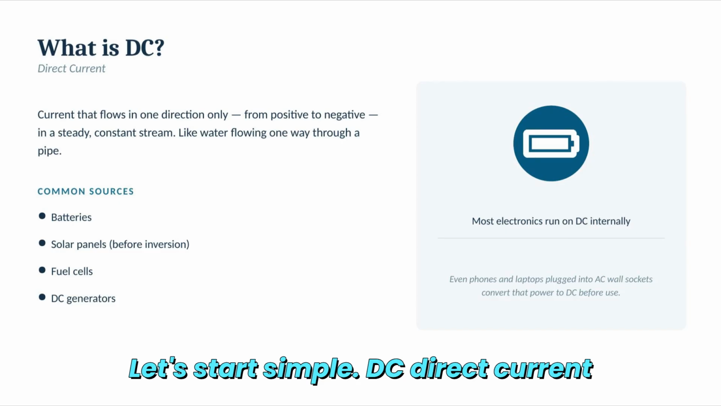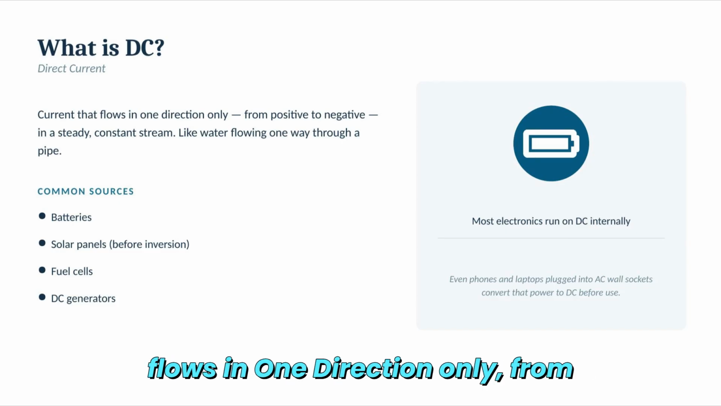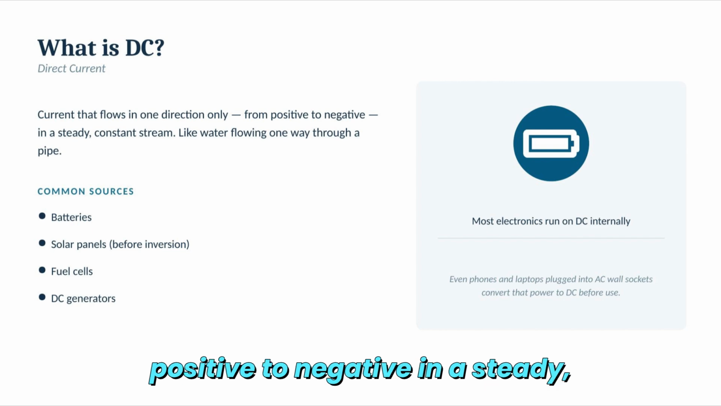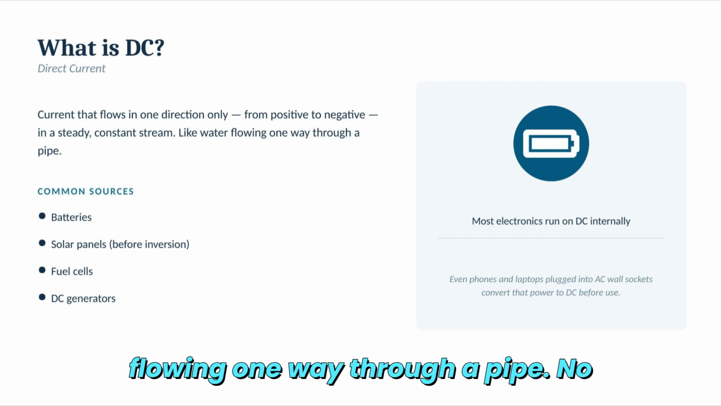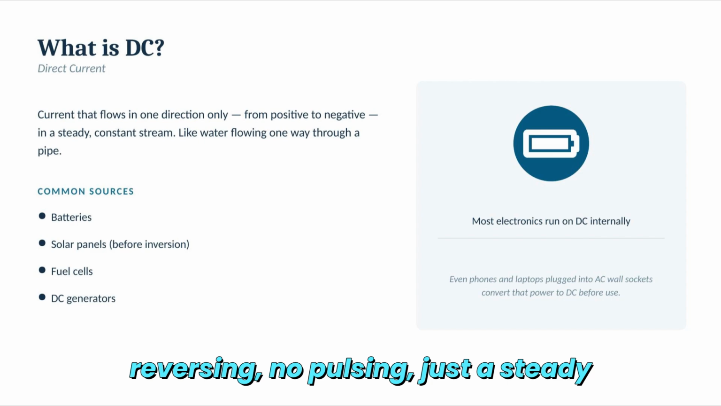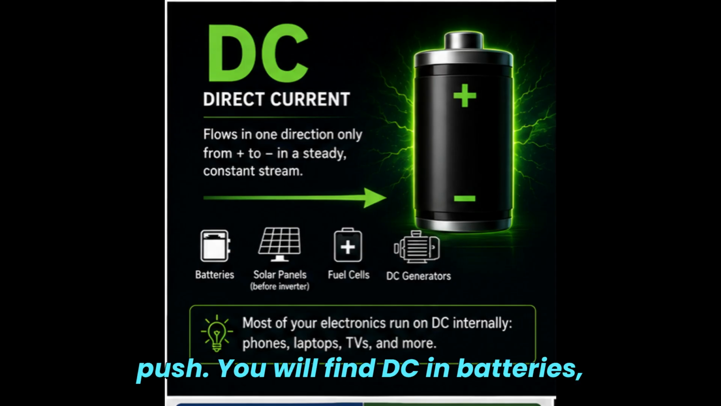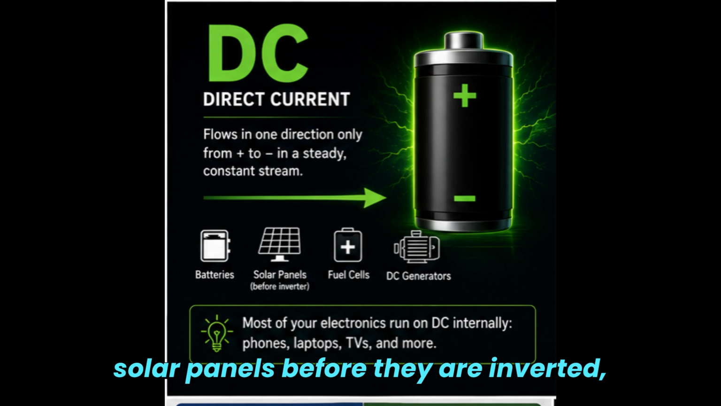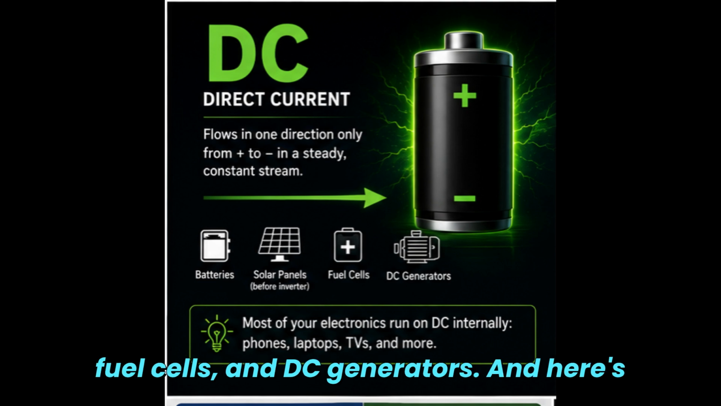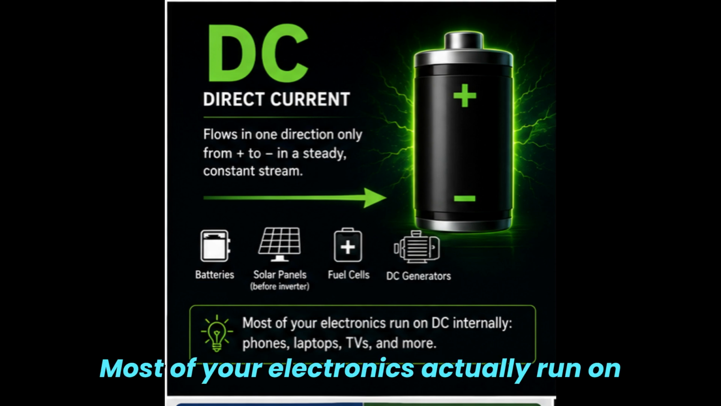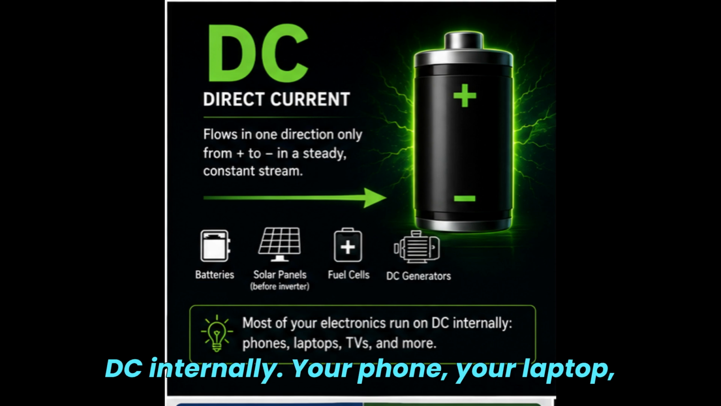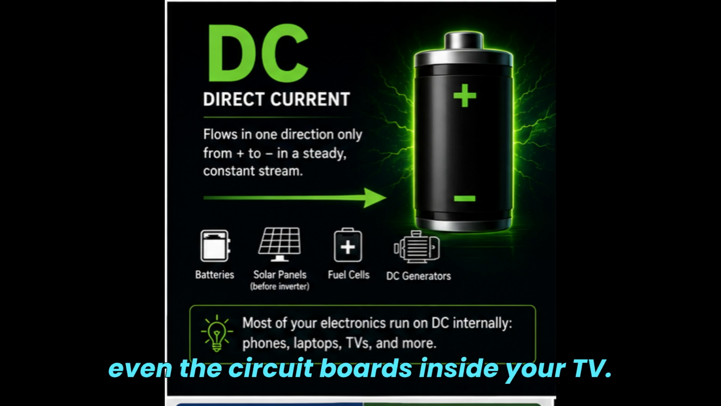Let's start simple. DC, direct current, flows in one direction only, from positive to negative, in a steady, constant stream. Think of it like water flowing one way through a pipe. No reversing, no pulsing, just a steady push. You will find DC in batteries, solar panels before they are inverted, fuel cells, and DC generators. And here's the thing most people don't realize. Most of your electronics actually run on DC internally. Your phone, your laptop, even the circuit boards inside your TV.